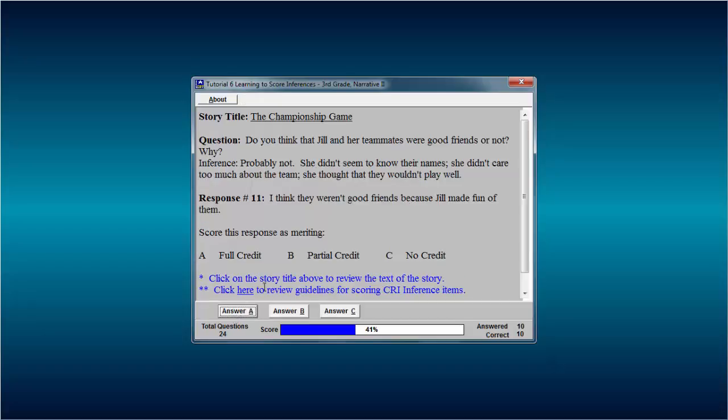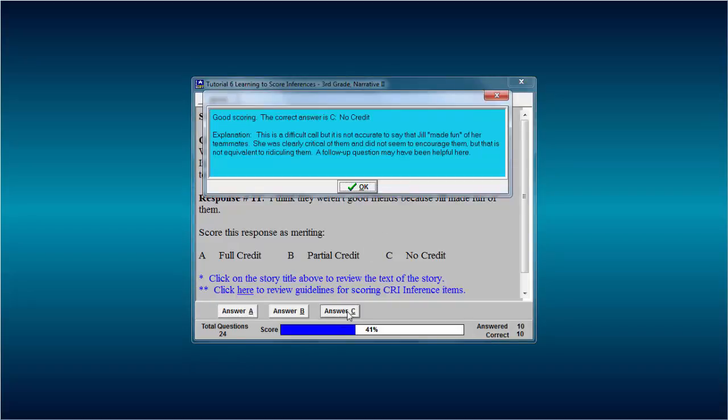Moving on to 11. Here we have a student who says, "I think they weren't good friends because Jill made fun of them." This is an interesting one here. This one really needs a probe because this student may have it right, but this student didn't give us information that's right. So consequently, that's a no credit response. And here's where we have a hard time with that because we think, oh, maybe she knows. Well, if that's the case, look at what it says at the end here. A follow-up question may have been helpful here.